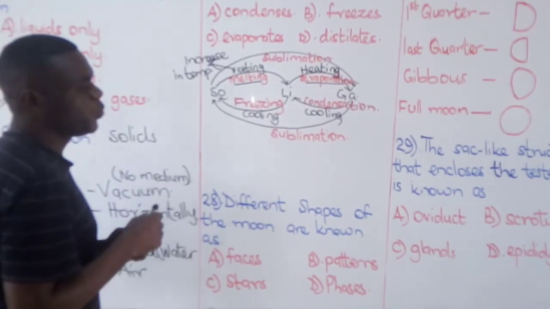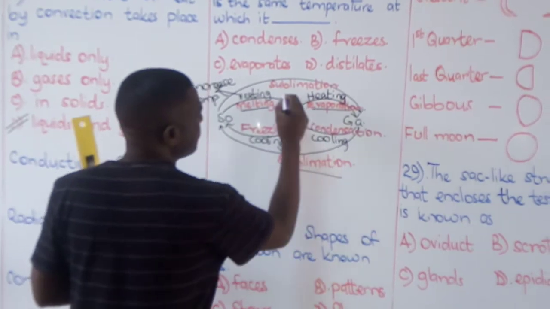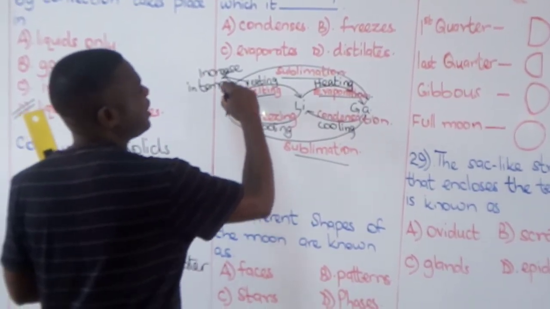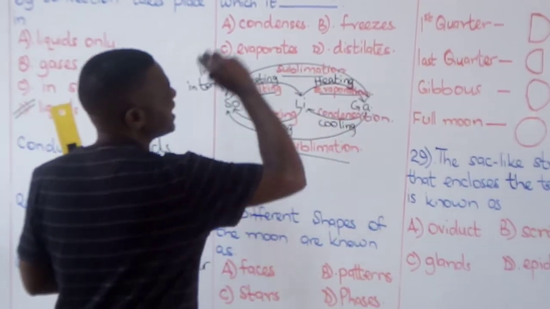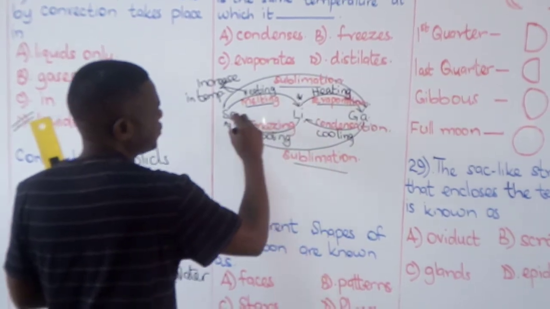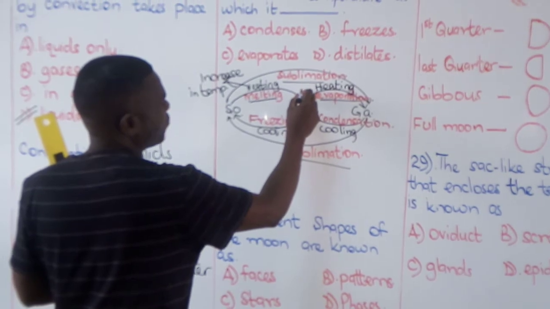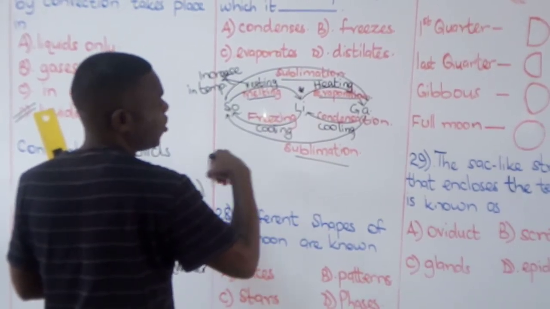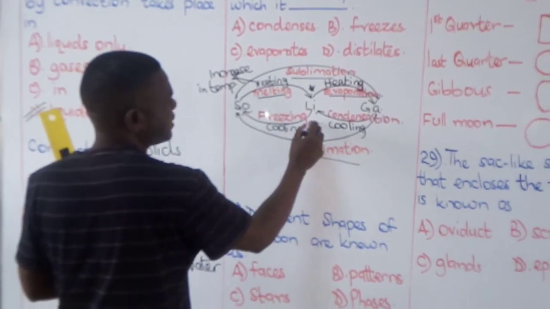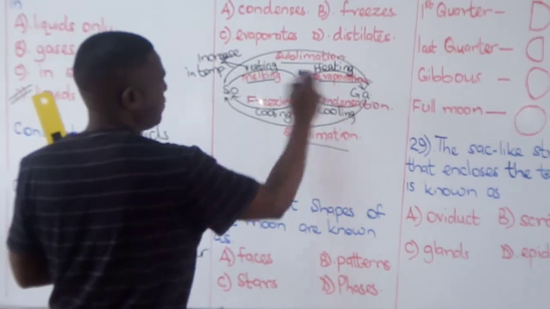Before we go to sublimation, sublimation is the direct change of state from solid to gas, directly skipping the liquid state. So the solid becomes a gas directly, avoiding the liquid state, or the gas becoming a solid directly, avoiding the liquid state. That process is called sublimation.